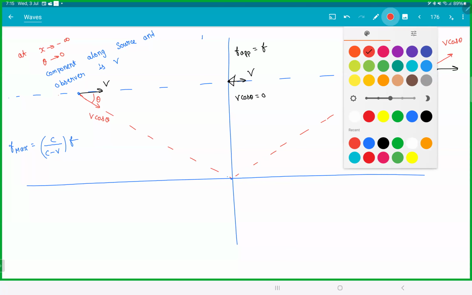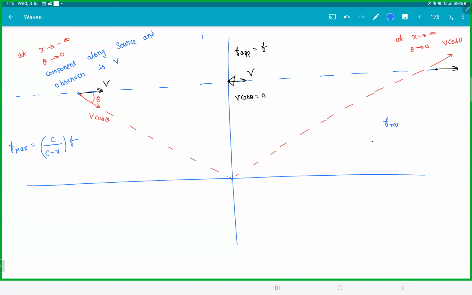So here you will hear F minimum, which is C by C plus V into F. Are you getting it? On the left-hand side, the velocity is towards you. Agreed. So frequency is greater than F, but it is decreasing. On the right side, the velocity is away from you. So frequency is less than F, and it is decreasing further.